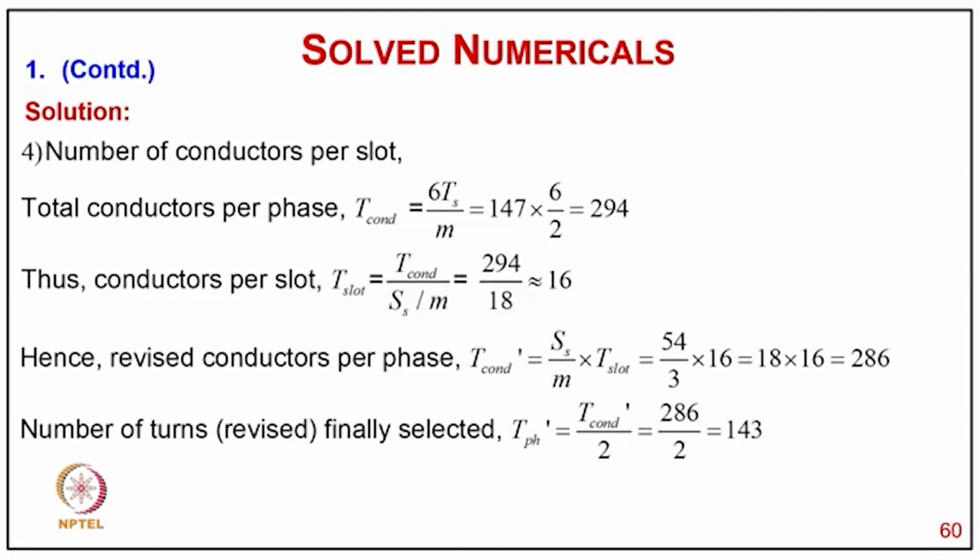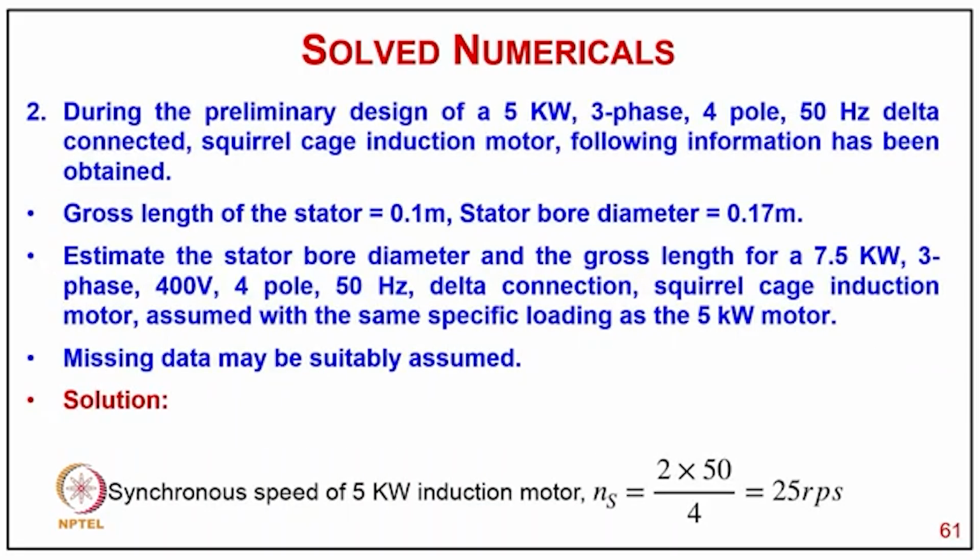The number of conductors: total conductors T conductor equals 6 Tph, so it comes 294. The number of conductors per slot, T conductor upon Ss, comes 5.4, so it is taken as 16 per slot. Hence the revised conductors per phase comes 286, and the number of turns per phase, finally selected, Tph dash equal to T conductor by 2, comes 143.